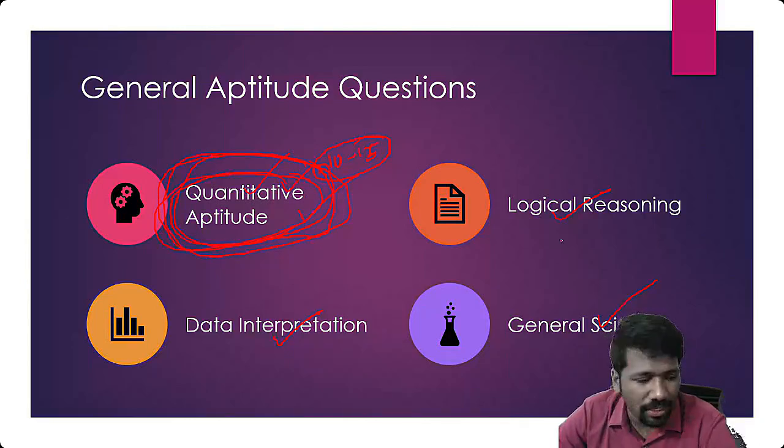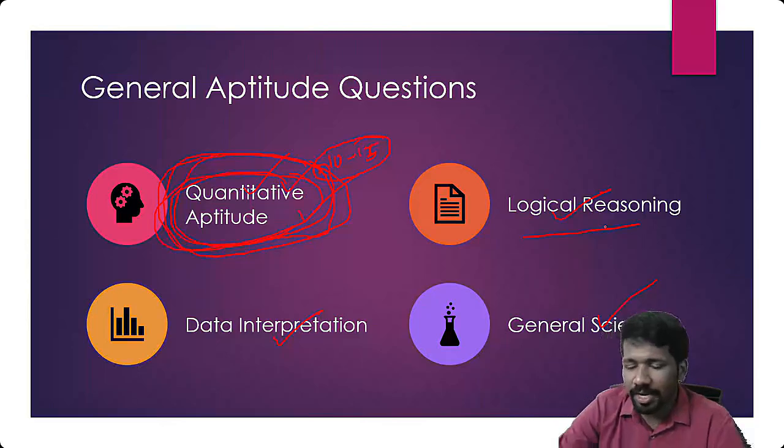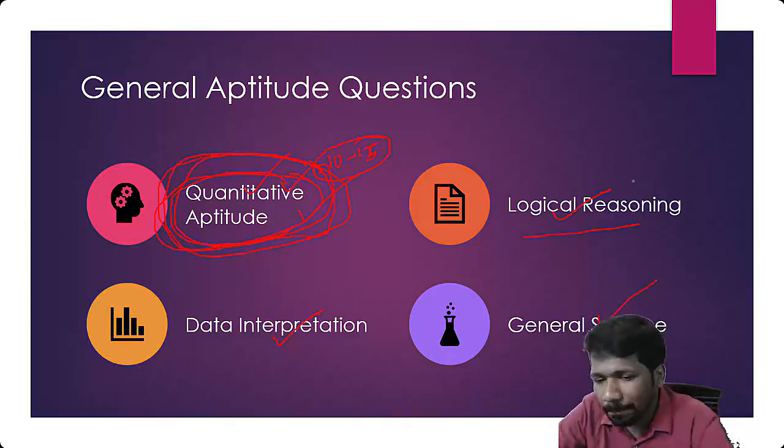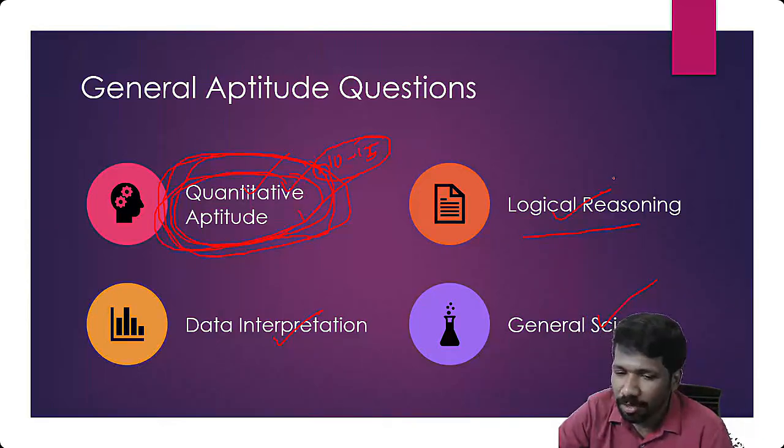And logical reasoning is a section where reasoning, blood relation, coding, decoding. यहाँ पे math बहुत कम आता है, but questions भी कम आता है. That is 5 to 6 questions, sometimes even lesser than that. So the range can be like 3 to 6 questions we can say.